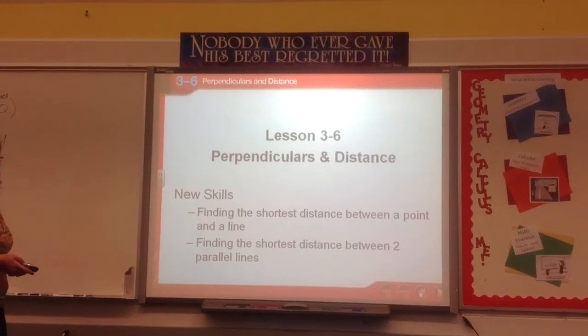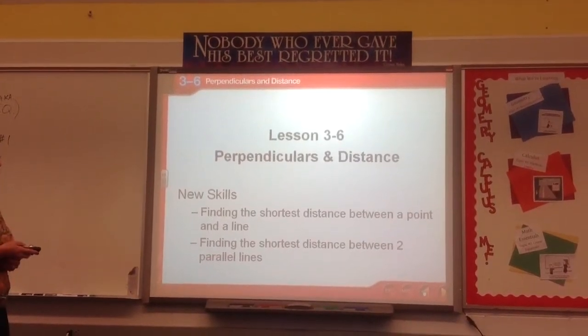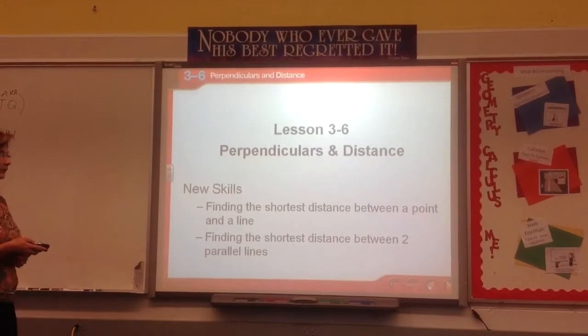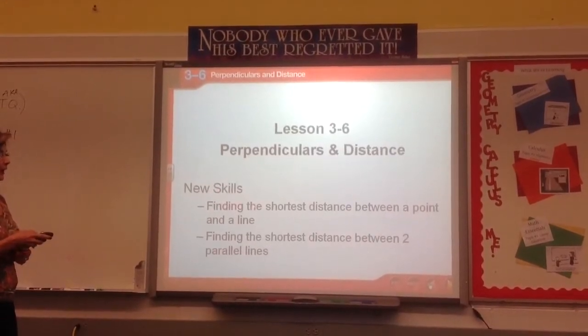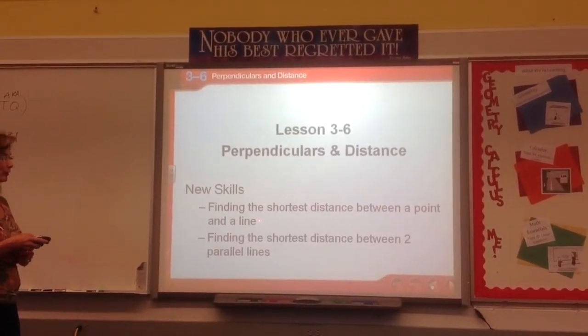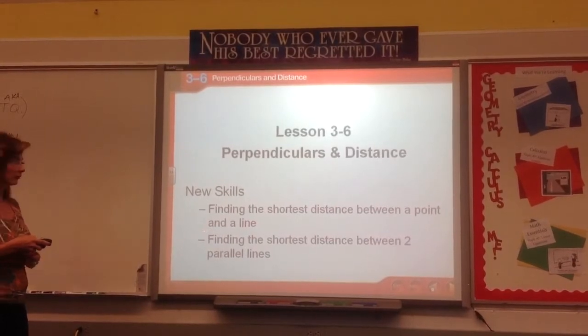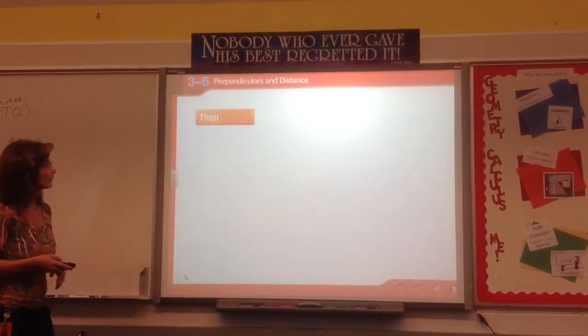Welcome to Klein's Geometry. Today we're going to talk about Glencoe lesson 3-6, perpendiculars and distance. Our new skills are going to be how to find the shortest distance between a point and a line, and how to find the shortest distance between two parallel lines.